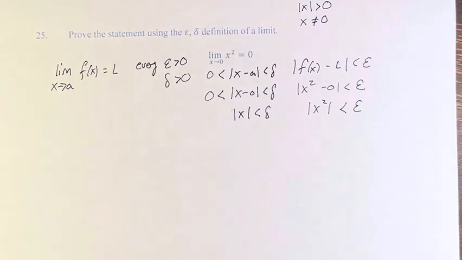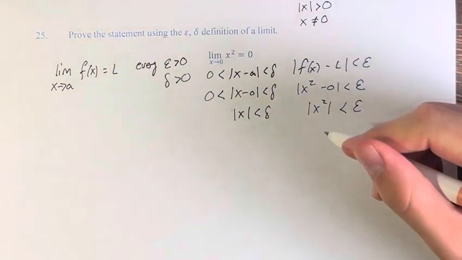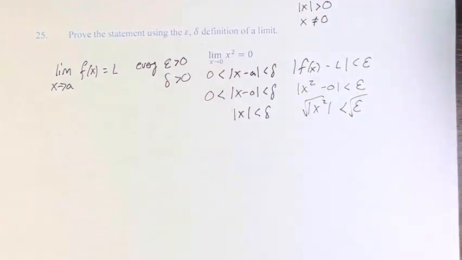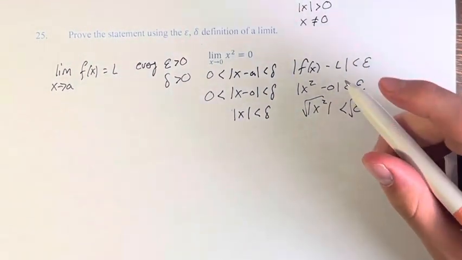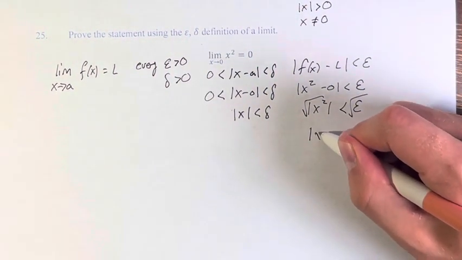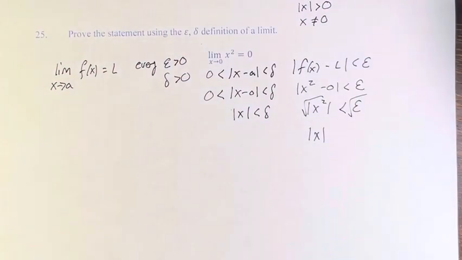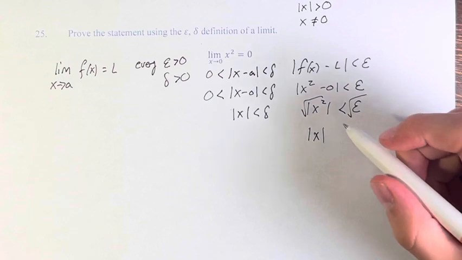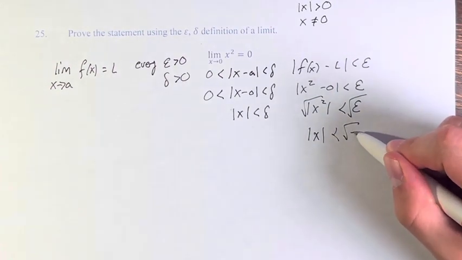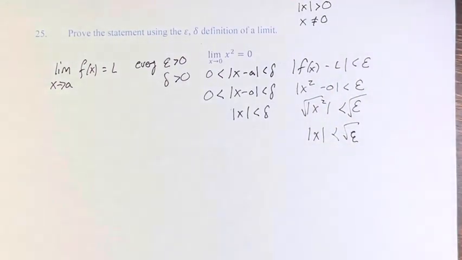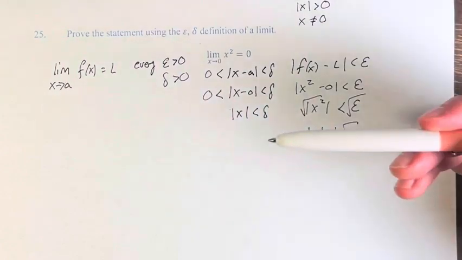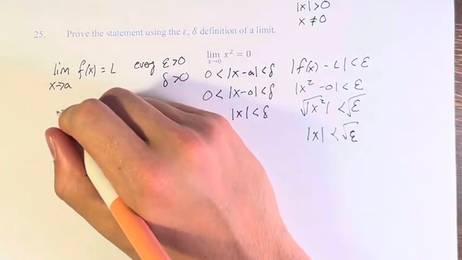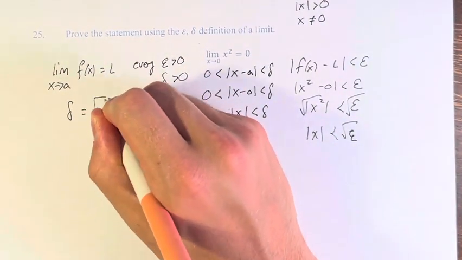And what we can do now is take the square root of both of these sides. The square root of x squared is x, or rather the absolute value of x. Taking the square root, we don't really have to worry about putting that inside or outside of the absolute value because square roots are all positive anyways. This is less than the square root of epsilon. If the absolute value of x is less than delta and it's less than the square root of epsilon, we can say that delta equals the square root of epsilon.